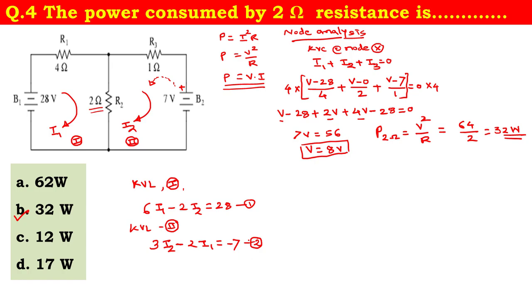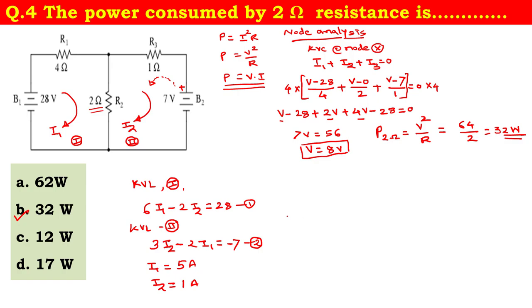Now if you solve these two equations, again you can use either Cramer's rule or straightaway the calculator. There you select the mode as equation, then two variables, and place the values 6, minus 2, 28, then minus 2, 3, minus 7. You will get I1 equal to 5 ampere, and I2 you will get 1 ampere.